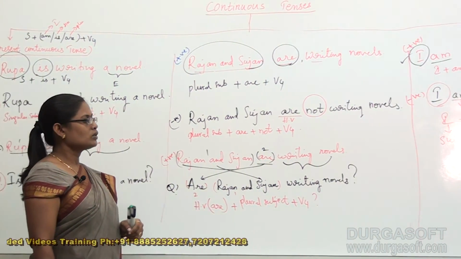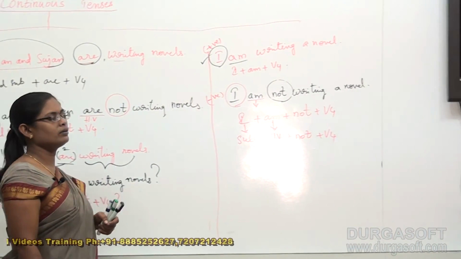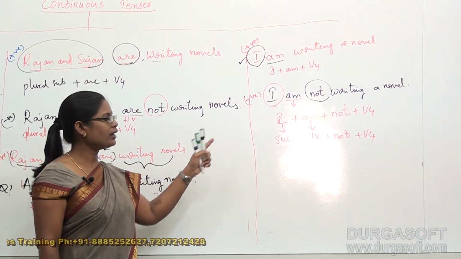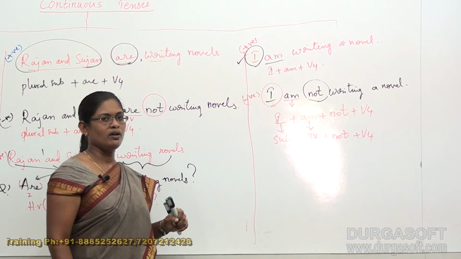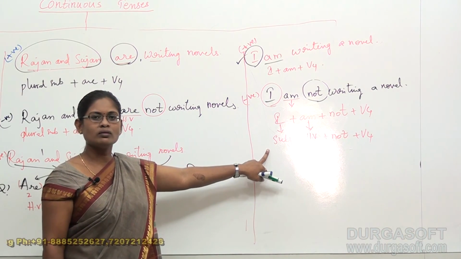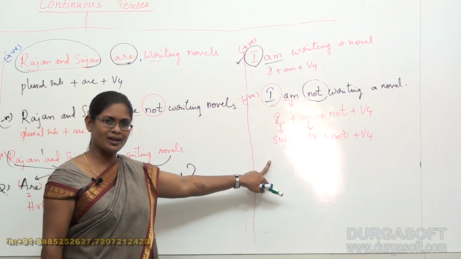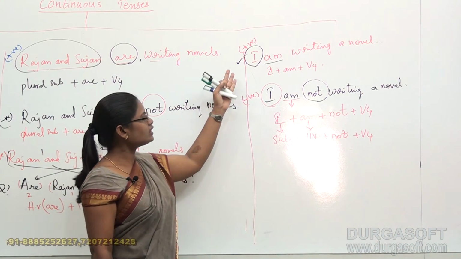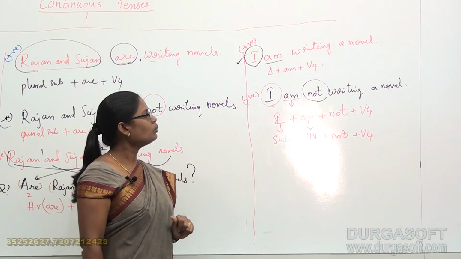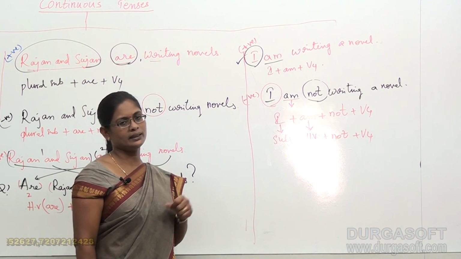Subject plus helping verb plus not plus V4. If you specifically describe every part of it, then you have to deal like this. If you are just saying it as a whole, you can give this sort of structure. Okay. Now, we have finished dealing with positive and negative sentences. Now, let us discuss something about questioning sentences.